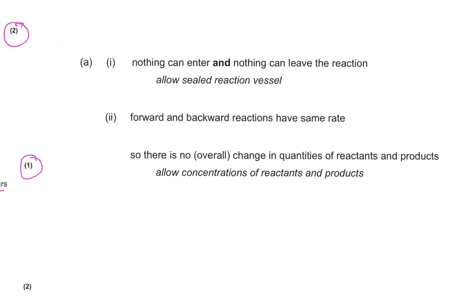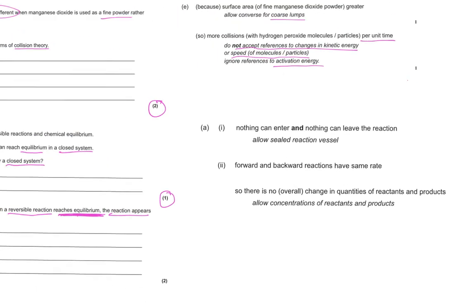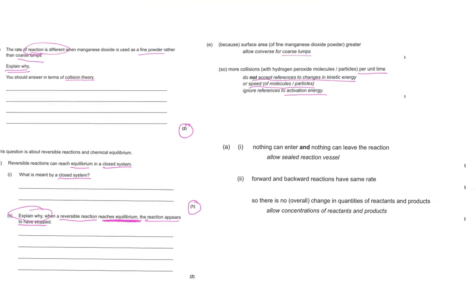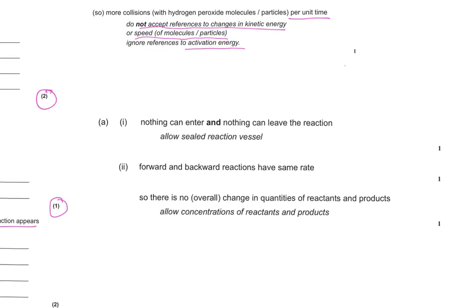So the mark scheme here, first of all, for your definition of a closed system: nothing can enter and nothing can leave the reaction. The idea that you have a sealed reaction vessel. And that's really important because that's why it works. That's why this makes sense, because we can't add any extra reagents and we can't remove any of the products that we're making. Now the second question, why does it appear like nothing is happening, or why does it appear the reaction has stopped?